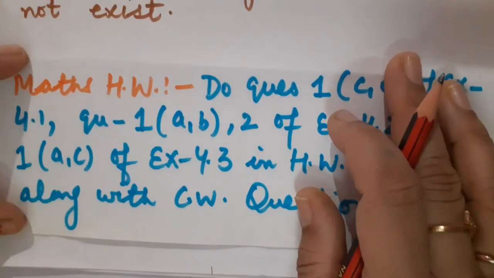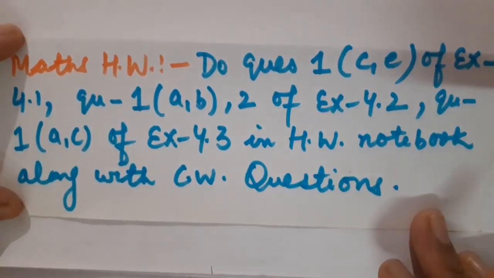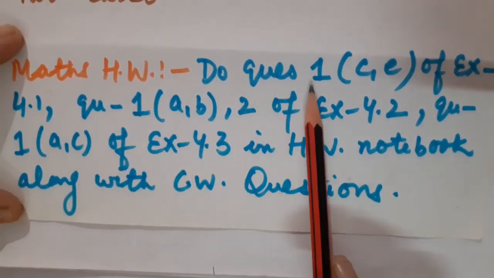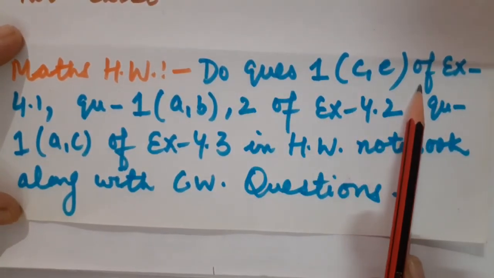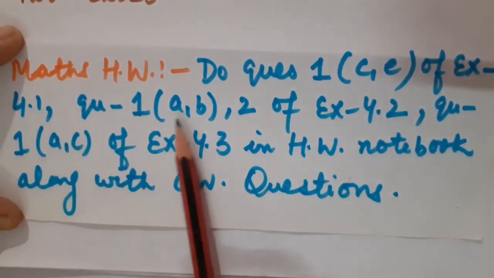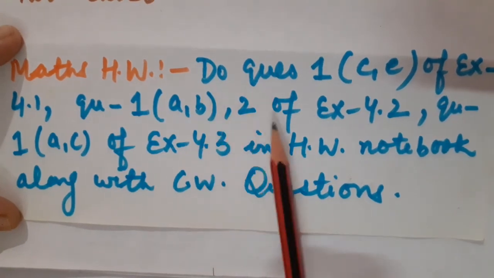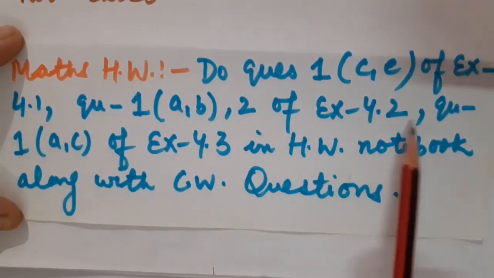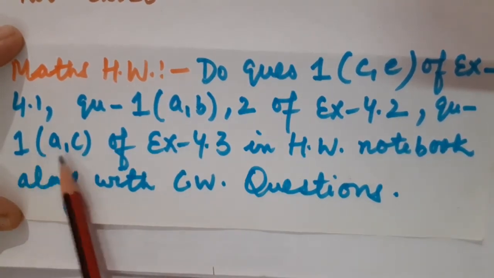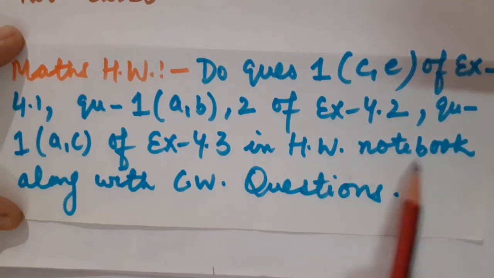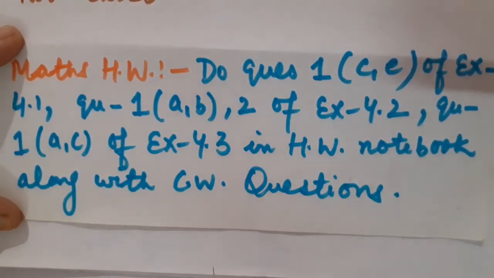So that's it. You please note down your mathematics homework. Your maths homework is, you have to do question number 1, C and E part of exercise 4.1. Question number 1, A and B part, question number 2 of exercise 4.2. And question number 1, A and C part of exercise 4.3 in your homework notebook along with classwork questions which I have taught you today in lecture number 2.